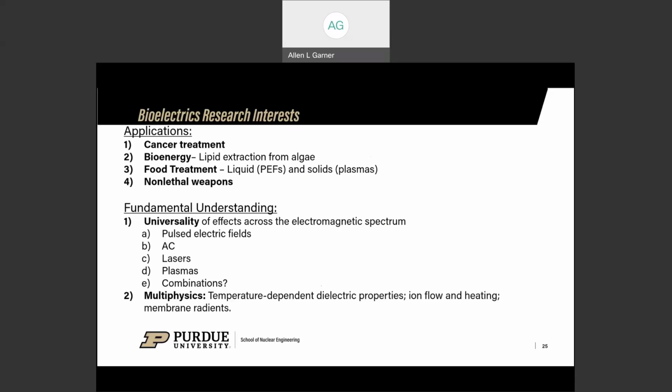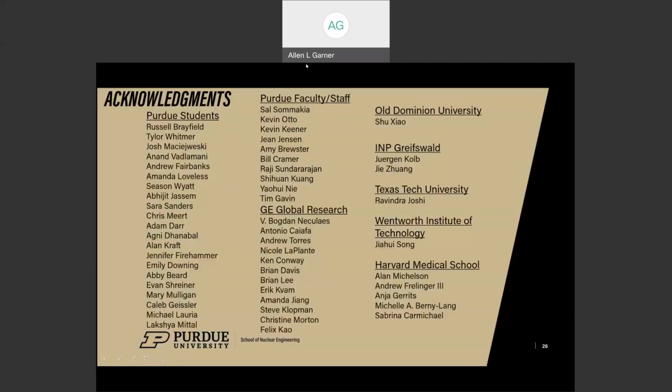What I'm really interested in is synergies. Can we combine these different modalities to enhance the effect? And we're starting to get funding to look at this now. Multi-physics: how do we put in temperature-dependent dielectric properties? How do we put in ion flow and heating and temperature gradients? All of these things. How do we account for those to make our models more rigorous and more relevant to the actual cases that we see?